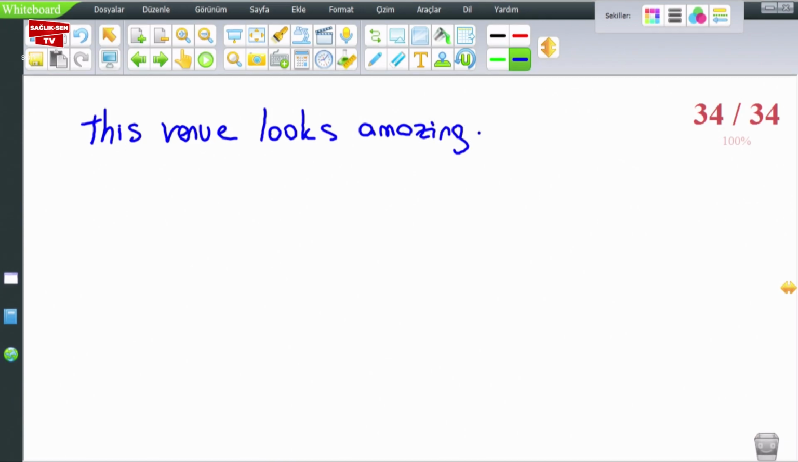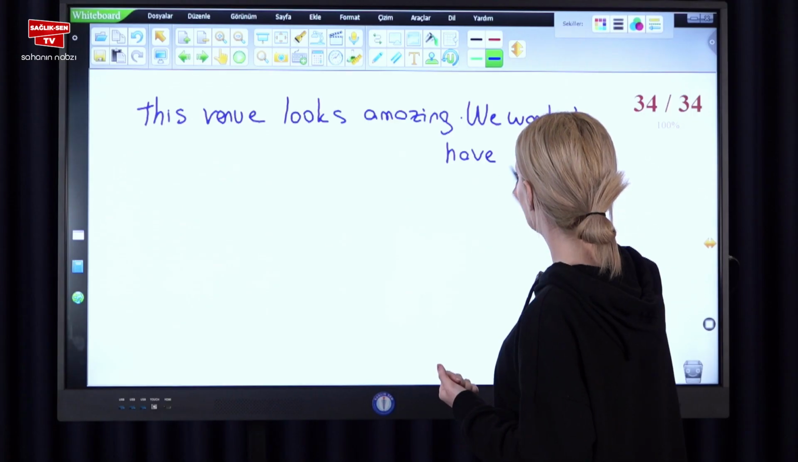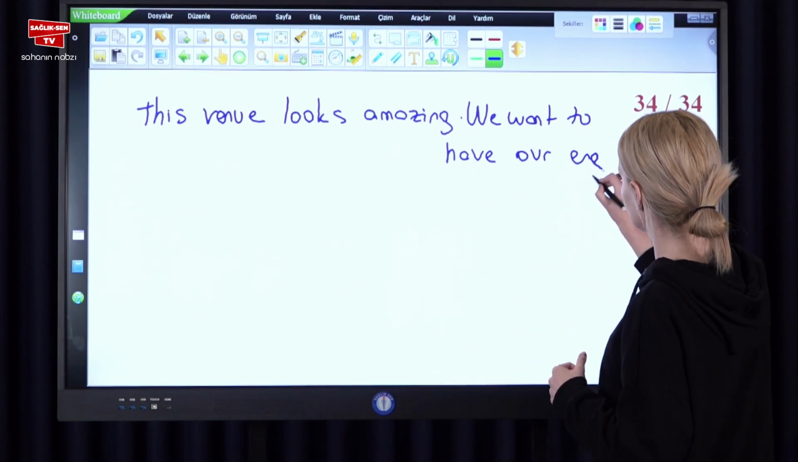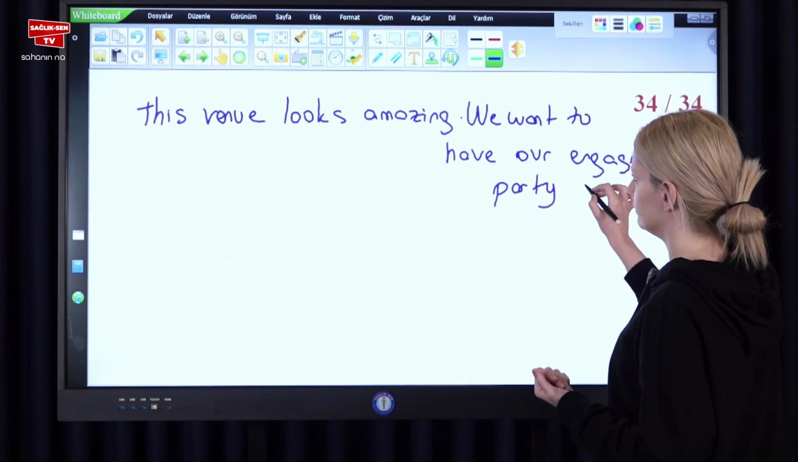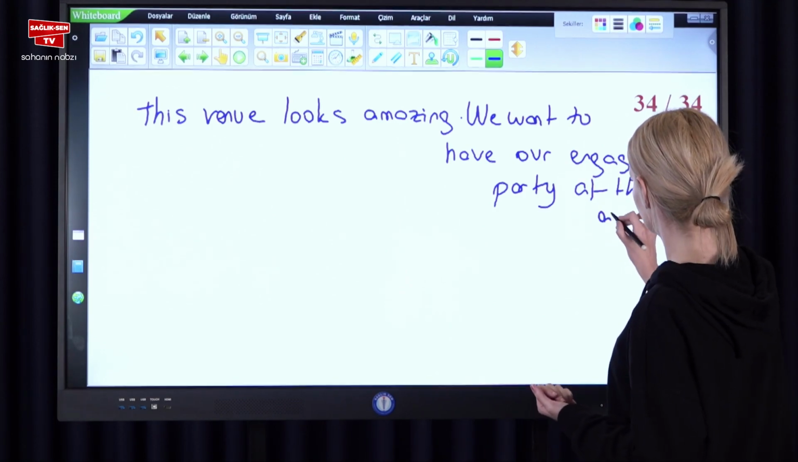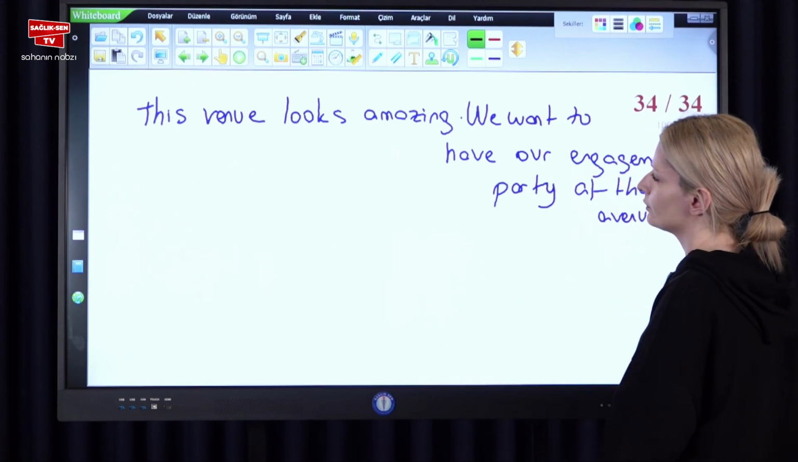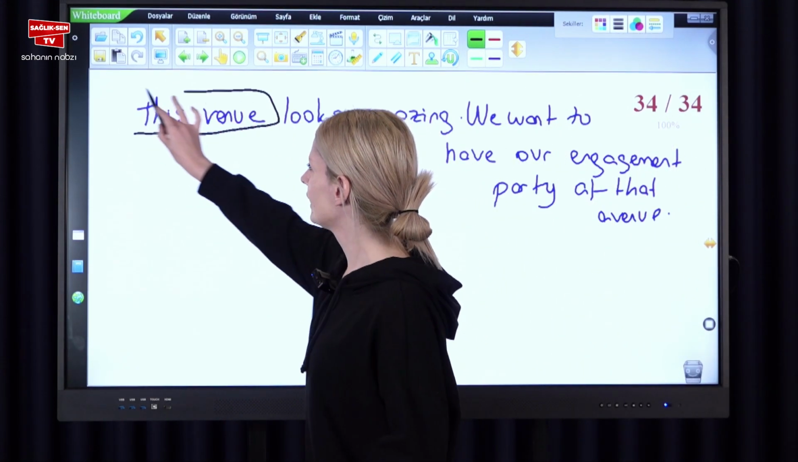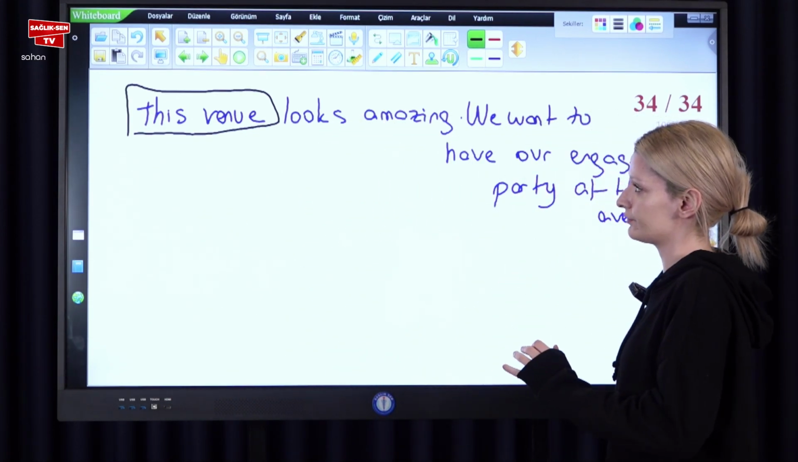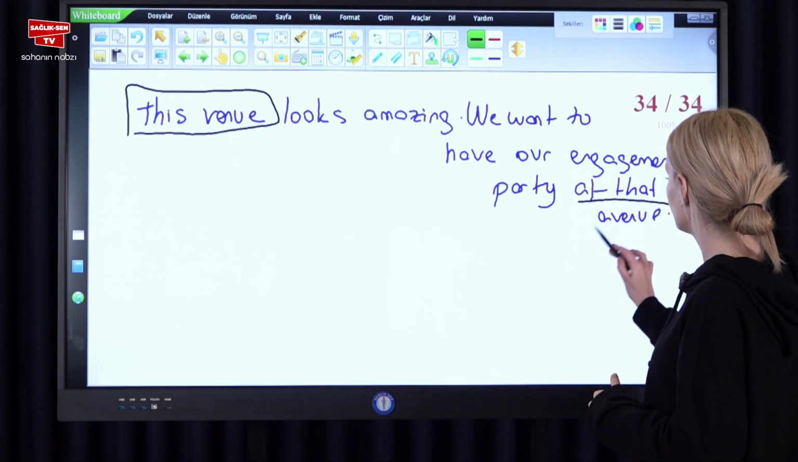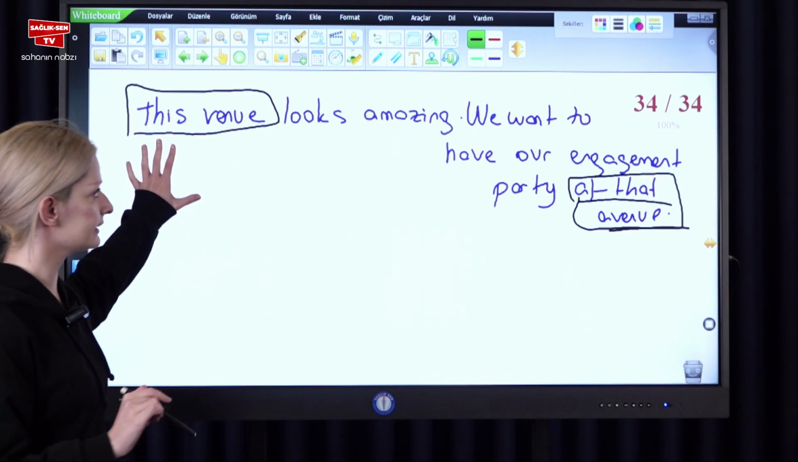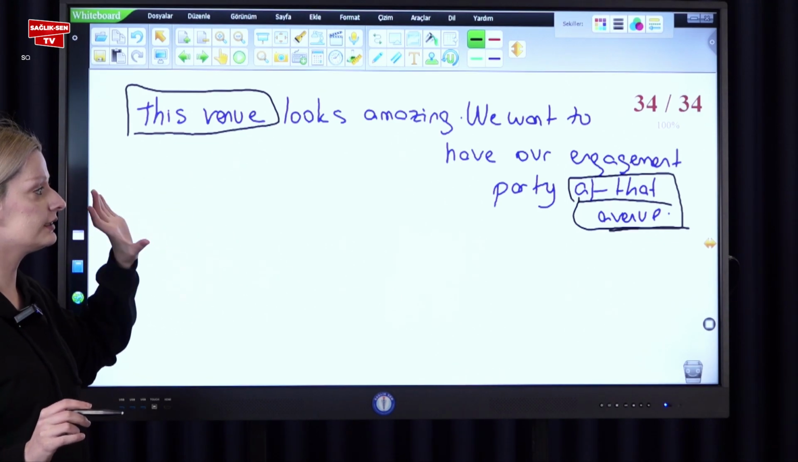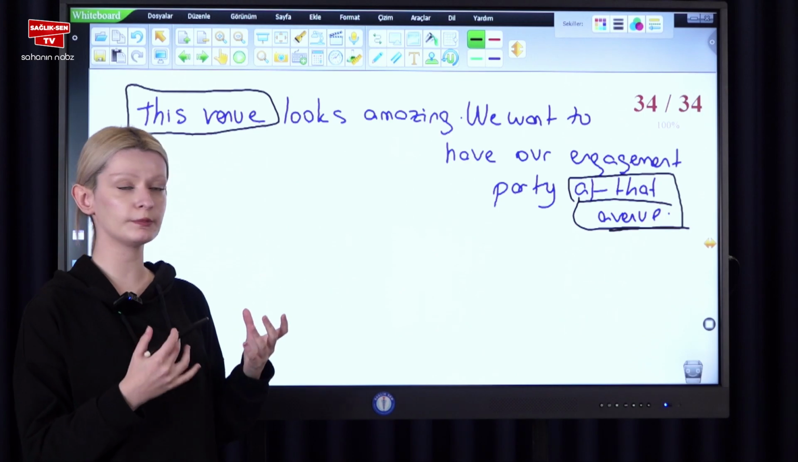This venue looks amazing. We want to have our engagements party at that avenue. So, look at the first sentence. I have this venue as the subject of the sentence. When it comes to the last one, you can see a preposition before that place. So in the first sentence, it is used as a subject, and in the second one, it is used as a place, which checks all the boxes we need.